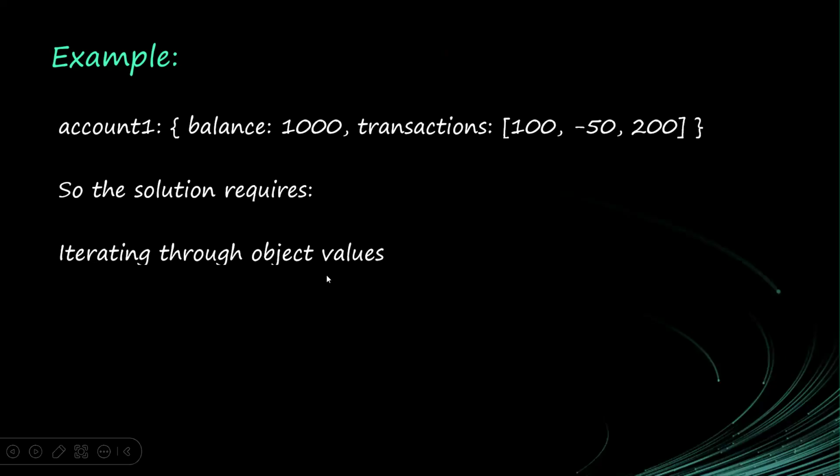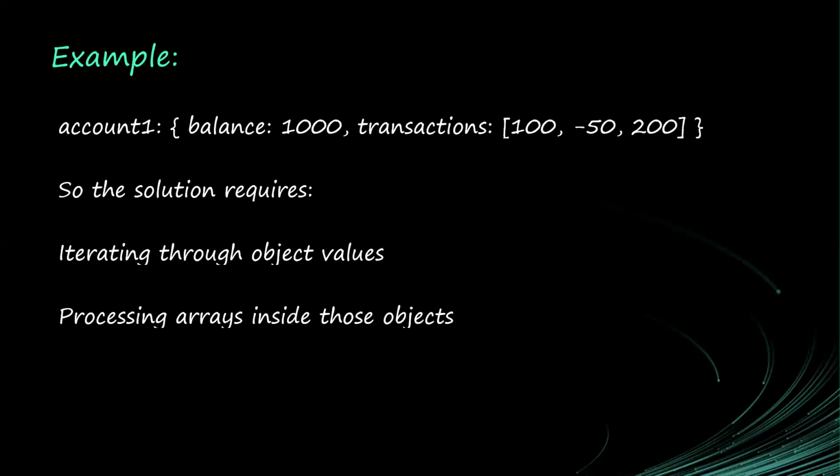So the solution requires us to iterate through the object values. Now, an object has keys and values. Objects are key value pairs. So our job here is to iterate through the object values and then process arrays inside of these objects. We are going to iterate through the portfolio object, and each iteration will give us an account like this, giving us the key. The key here is account one, and the value is this object.